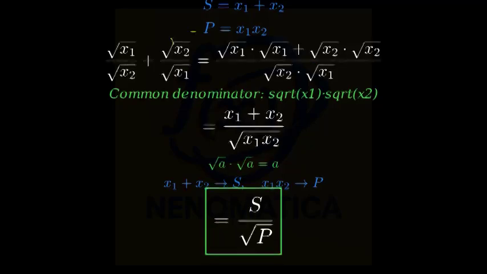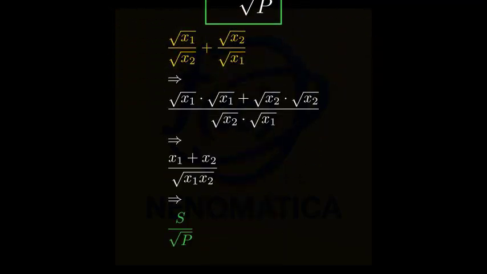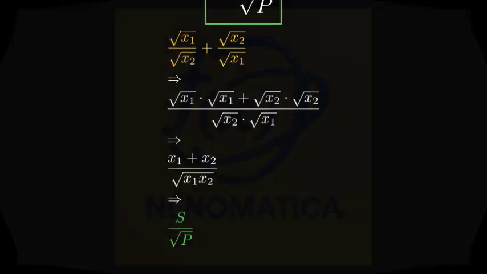Quick recap. Start with the original expression, combine over a common denominator, simplify the radicals, and then substitute the sum and product s and p.